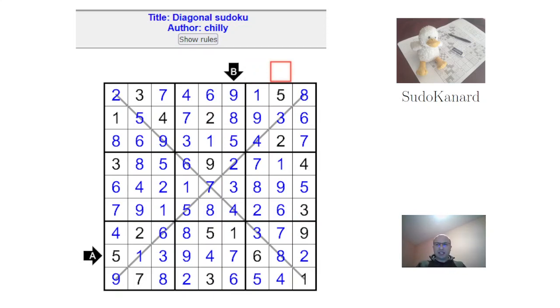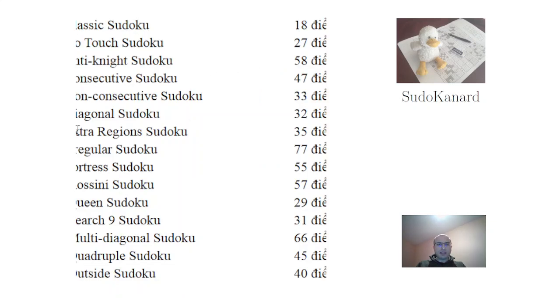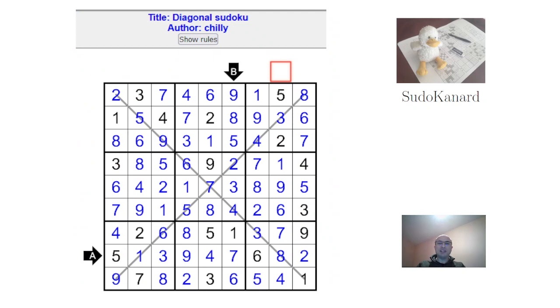How much was it? Diagonal, 32 points out of 650. So that was about 5 minutes in the ideal situation. I certainly spent more than 5 minutes on this puzzle. And as I was saying, the round was quite hard. This was really a very nicely put diagonal Sudoku by Chile, by the way.